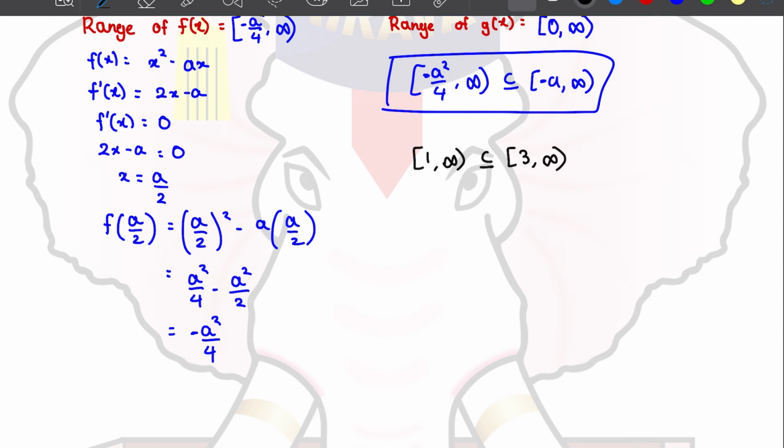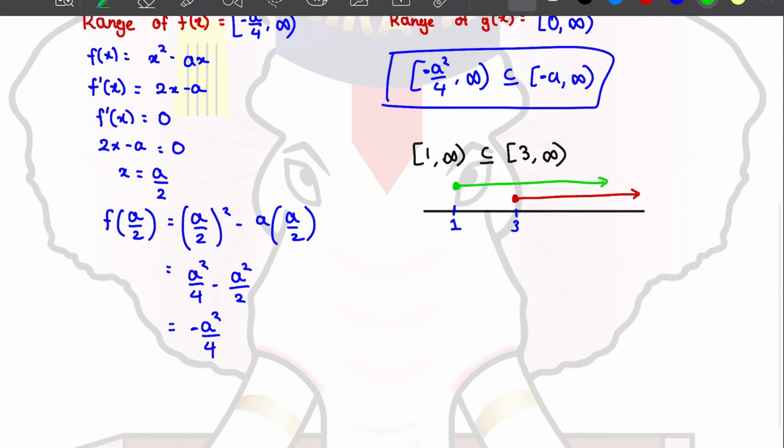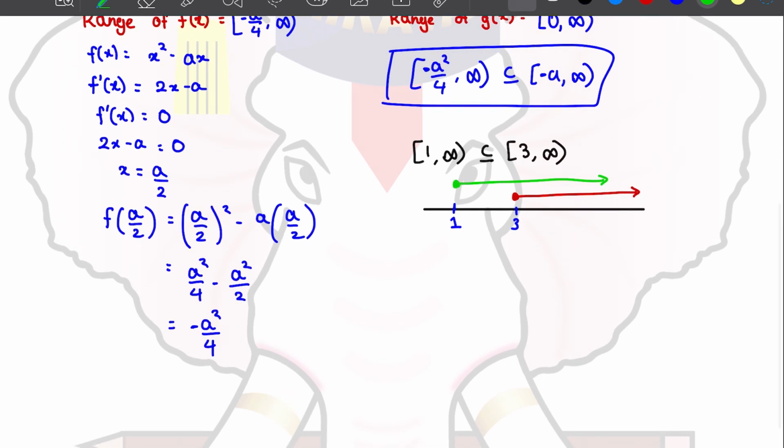Okay, the simplest way to find out is using a number line. Alright, so this is 1 and this is 3. So our first constraint is 3 to infinity, and the other constraint is 1 to infinity. Well, we can clearly see that 1 to infinity does not fall under 3 to infinity, and hence this statement right here is false.